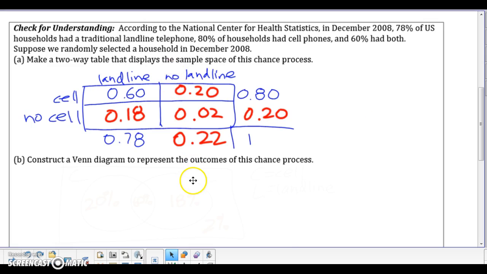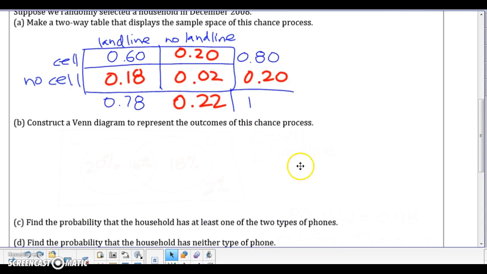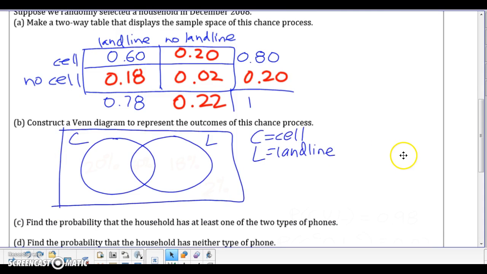I can also make a Venn diagram, and you could do it the same way, the way that we just did for the two-way table, and then work backwards to figure out what these other areas are. Or, since you already have a two-way table, you can just use the numbers you've already found. Now again, it doesn't matter if you use different letters to represent what's going on. I chose to use C and L to represent cell and landline. As long as your numbers are in the right place, that's totally fine. So of course these four numbers are going to be the ones that go here.